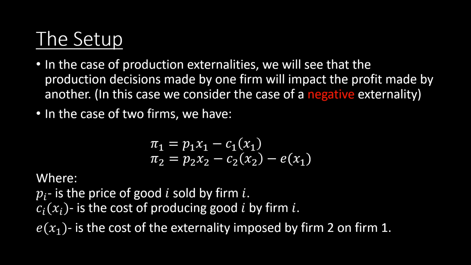Where we're going to say Pi is going to be the price of good i sold by firm i. So firm 1 is going to sell X1 and firm 2 is going to sell X2. Ci(Xi) is going to be the cost of producing good i by firm i. And Ex1 here is going to be the cost of the externality imposed by firm 2 on firm 1 in this context.